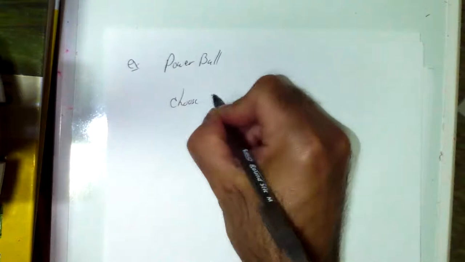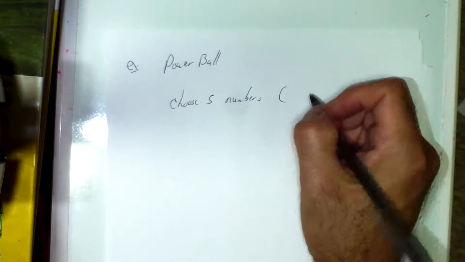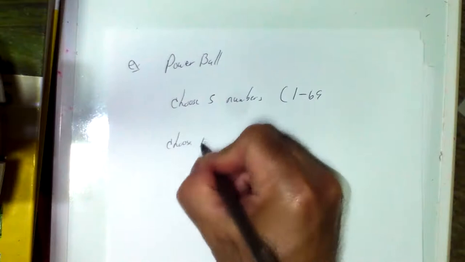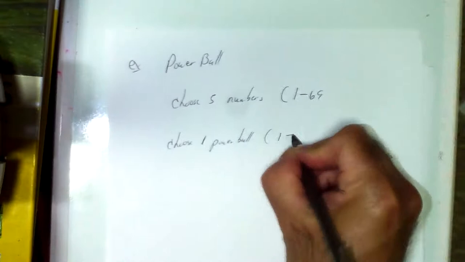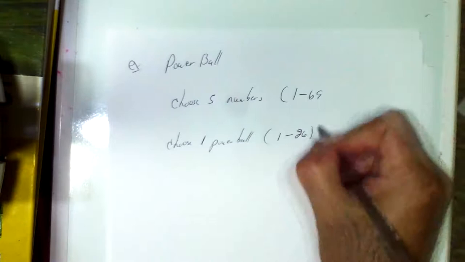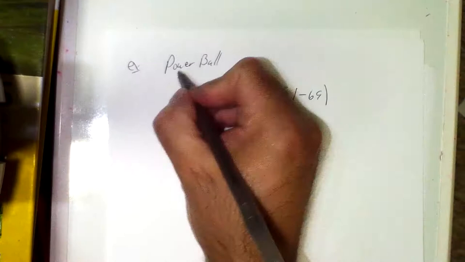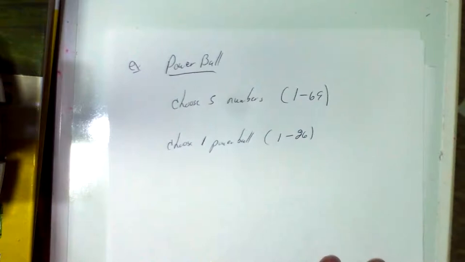Choose five numbers, and the range is from 1 through 69. And then you have to pick the Powerball: choose one Powerball from 1 through 26. Okay, so that's how you play it. So let's figure out the odds of winning in Powerball. I want to win the jackpot. That's all we worry about, right? You can win other prizes, but we're just concentrating on winning the big jackpot, right?